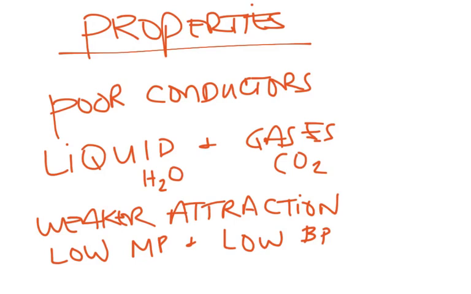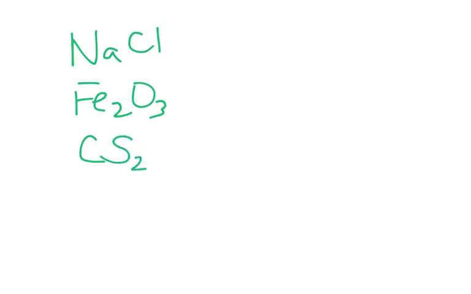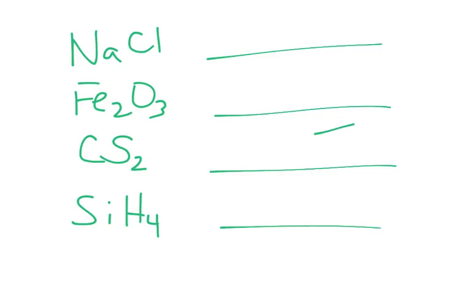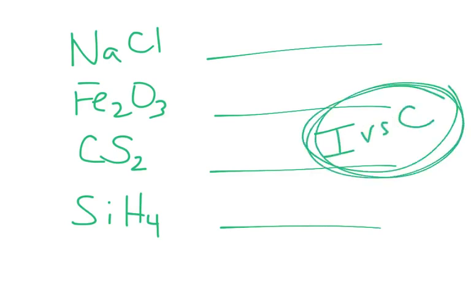One of the biggest things you guys need to do is practice ionic and covalent. You need to be able to handle NaCl, Fe2O3, CS2, and, let's do SiH4. You need to be able to name these, which means you've got to be able to think, is it ionic or is it covalent? That's a big thing we're going to go over in class, so make sure you catch up with that.